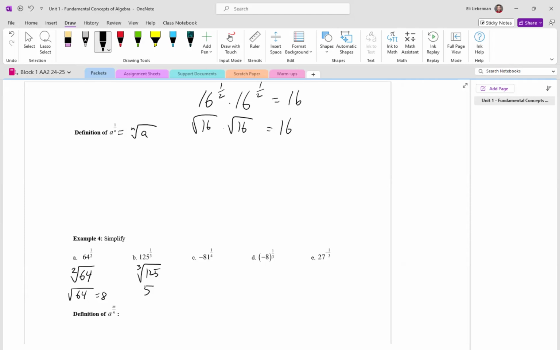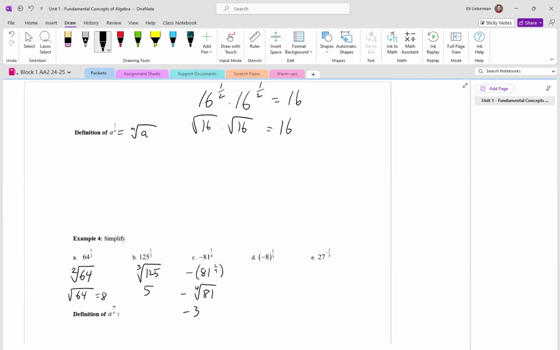C is a wee bit tricky. Take the negative on the outside. That negative is not involved with this situation. 81 to the 1/4 is the exact same thing as saying the 4th root of 81. Do we know what the 4th root of 81 is? The 4th root of 81 is 3, and then we tack on that negative.